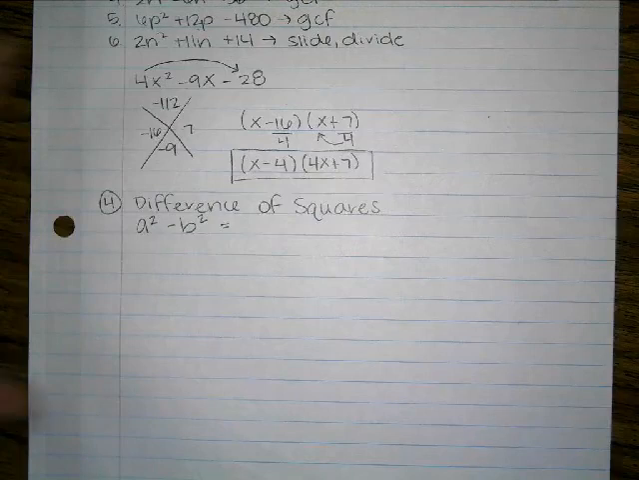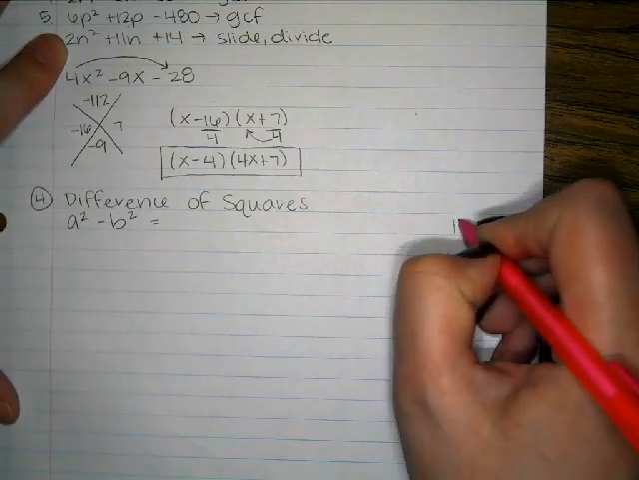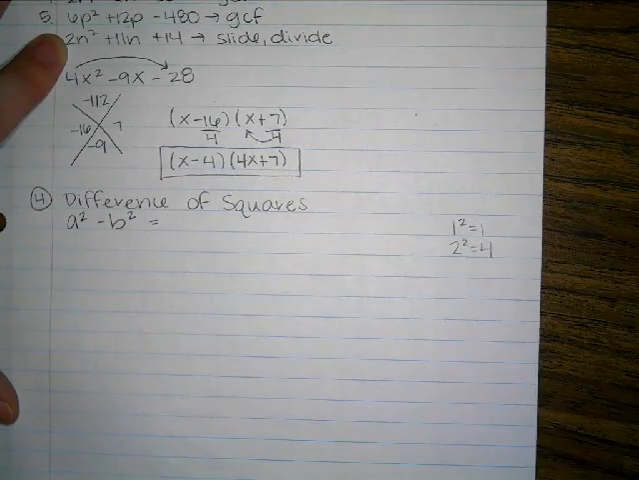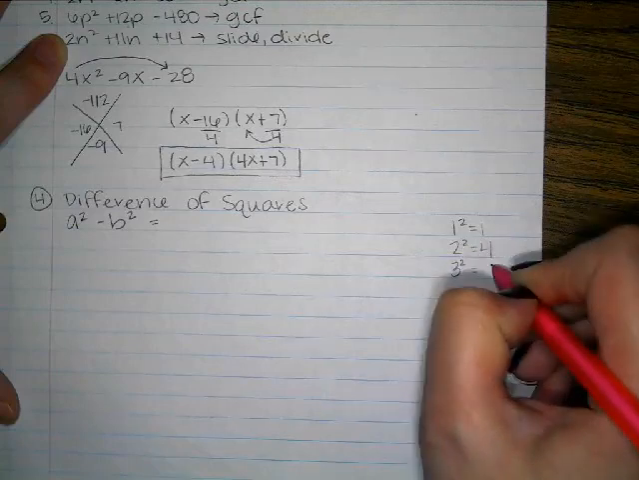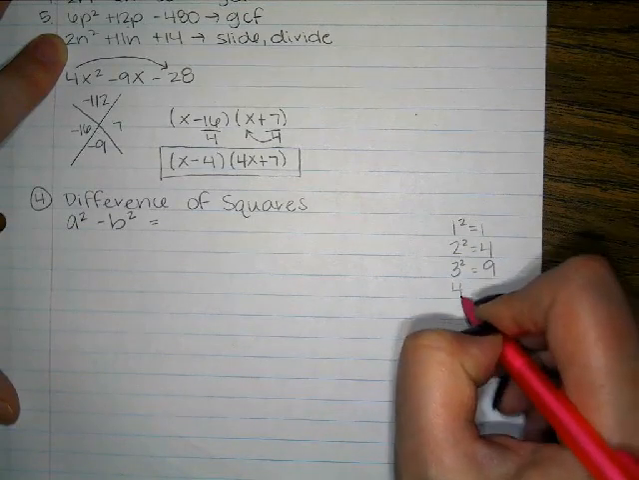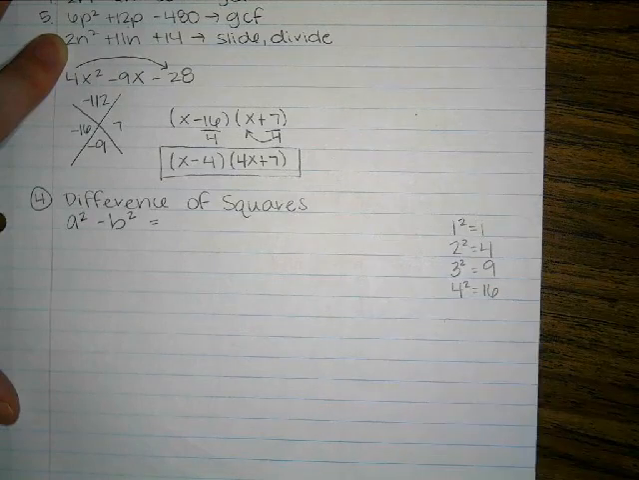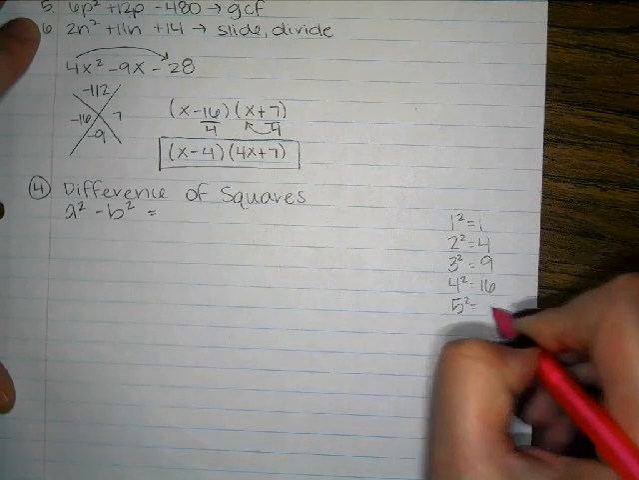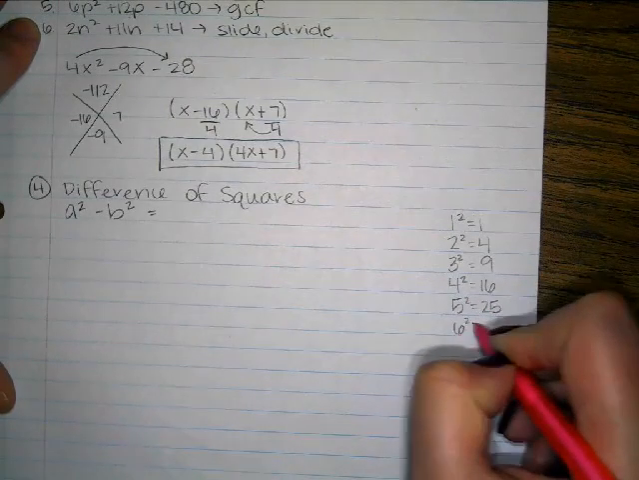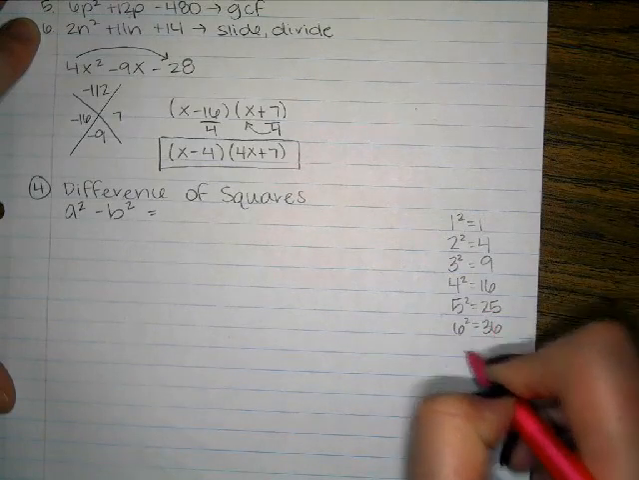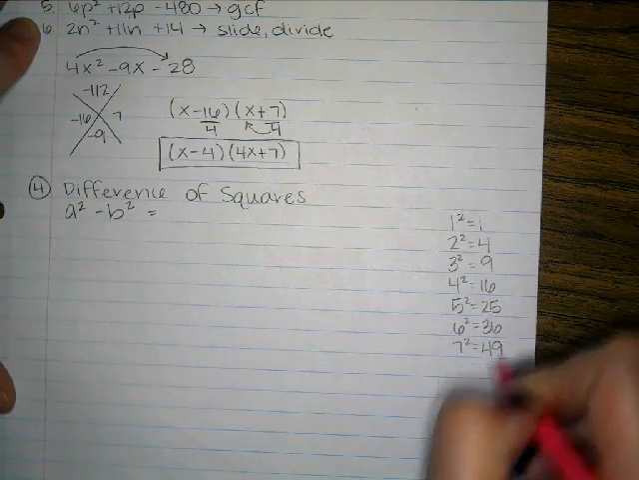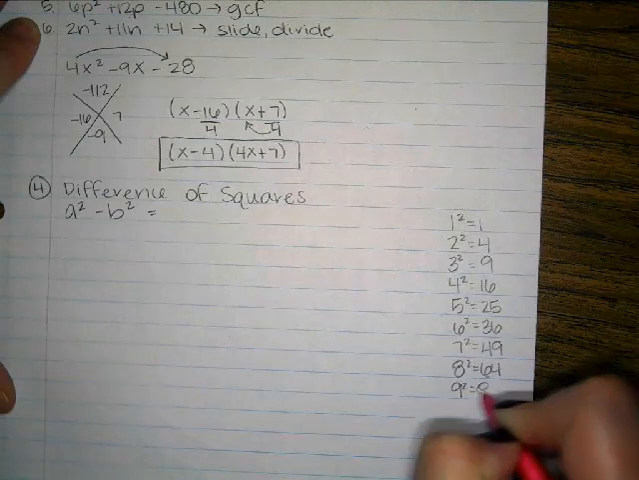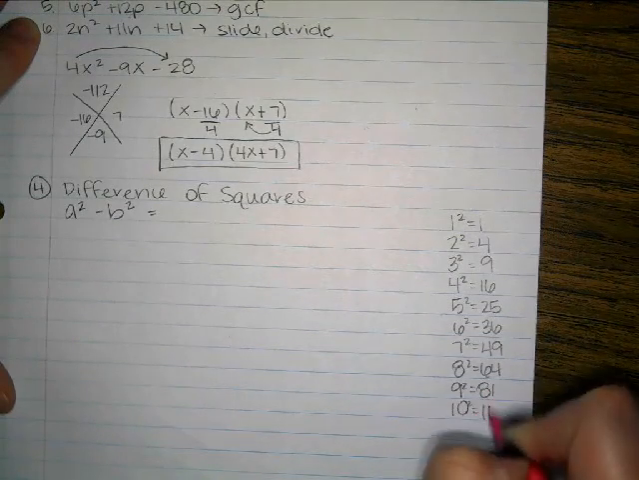In fact, let's write this off to the side. So 1 squared equals 1, so 1 is a perfect square. 4 is a perfect square. 9 is a perfect square. 16 is a perfect square. What's the next one? 25 is a perfect square. What's the next one? 36. What's the next one? 49. 64. 81. 100. Okay.